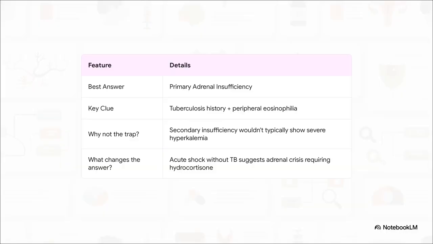Tuberculosis is a major global cause of this, but what's really fascinating here is the peripheral eosinophilia. It's a massive, highly specific clue that confirms a complete lack of cortisol. See, cortisol normally facilitates the migration of eosinophils right out of the bloodstream, so without it, they just pool in the blood. Also, note the hyperkalemia. That tells you aldosterone is missing, which completely proves this is a primary adrenal issue, not a secondary pituitary failure where aldosterone would totally remain intact.